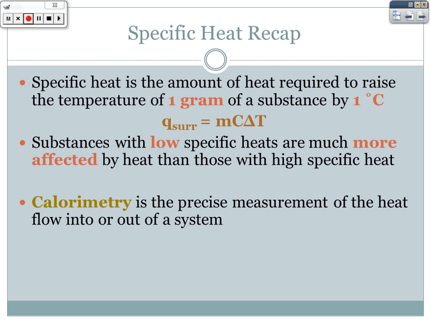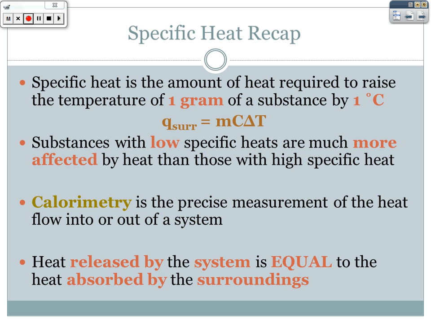Calorimetry is the precise measurement of the heat flow into or out of a system. So when we're studying systems and enthalpy and thermo like this, we usually use something called calorimetry. And heat released by the system is equal to the heat absorbed by the surroundings. Like I said, you have a system and you have your surroundings, you have the universe. So if something is lost by the system, it has to be gained by the surroundings.